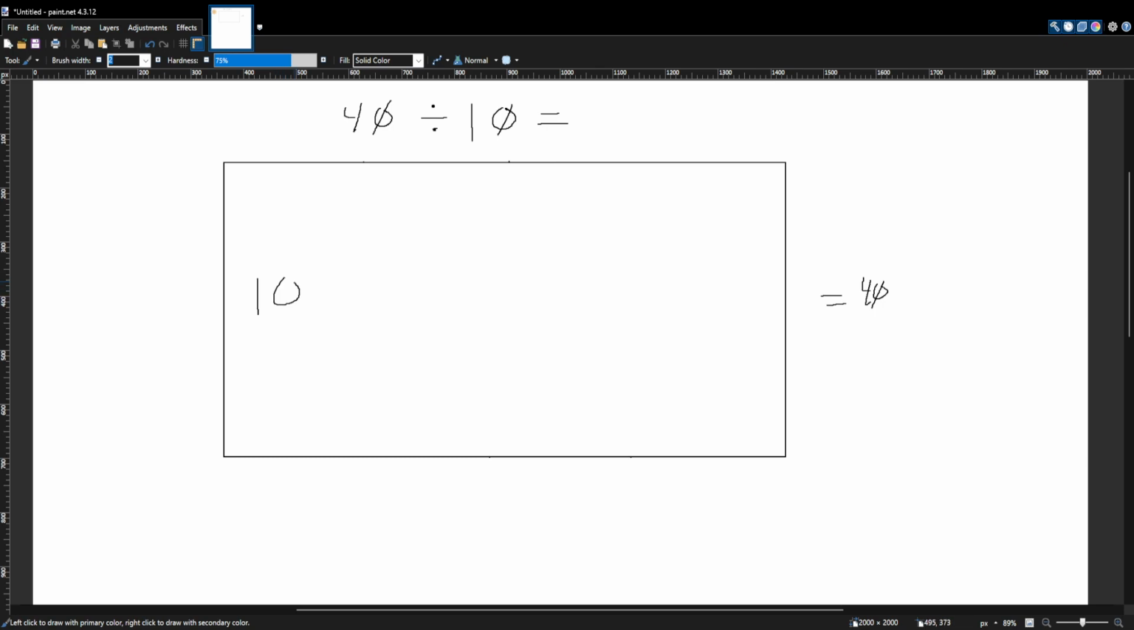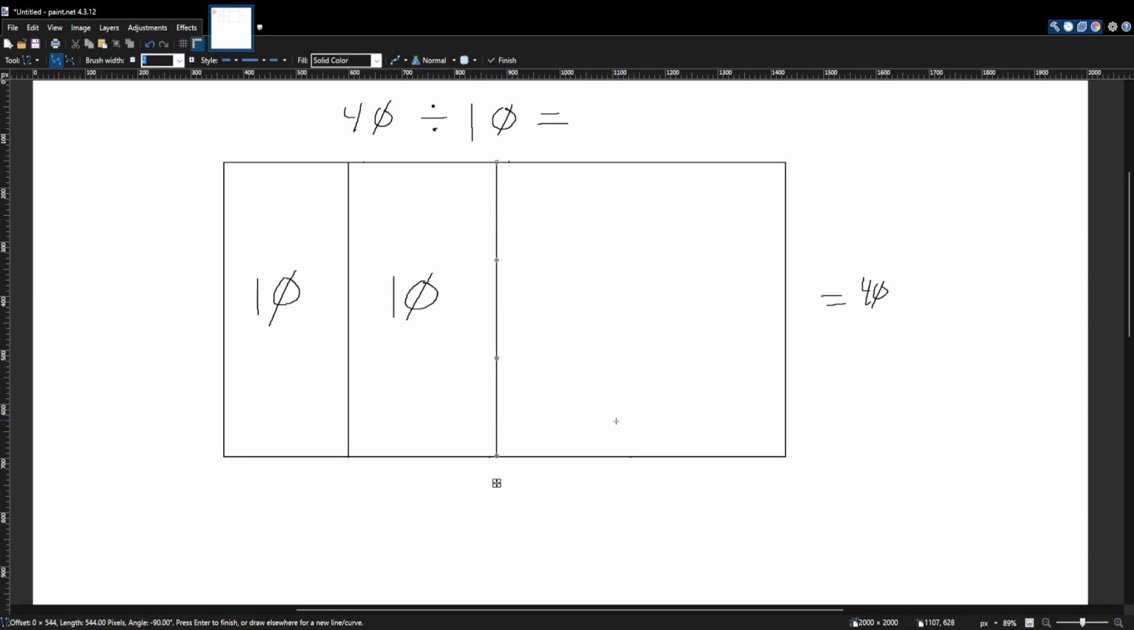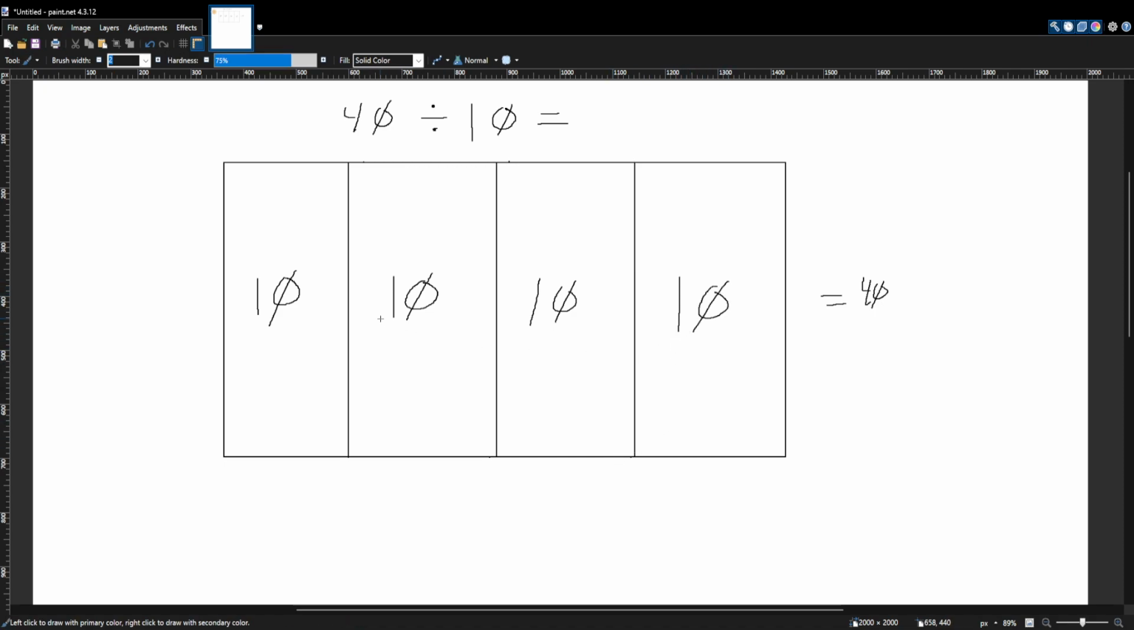If I have one 10 inside of this rectangle that represents 40, then it's going to be filled about this far. If I put in a second 10, then I have 20 inside of 40, and it'll be filled about this much. A third 10 is equal to 30, and then it will be filled most of the way. And then a fourth 10 gives me 40. And so 40 divided by 10 is 4.